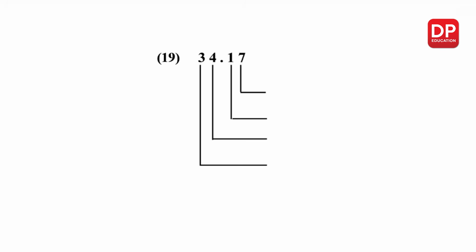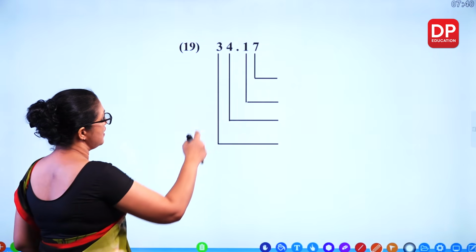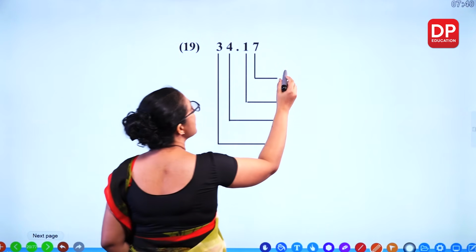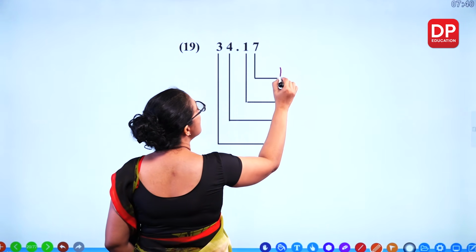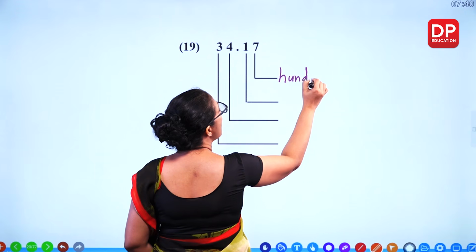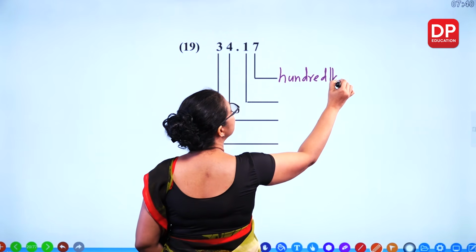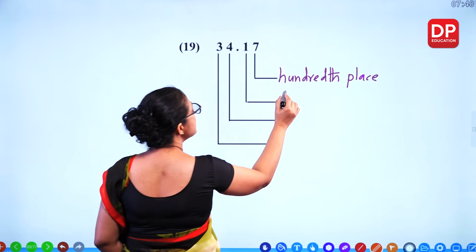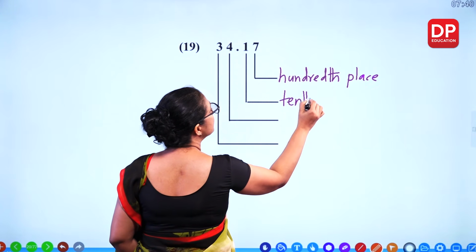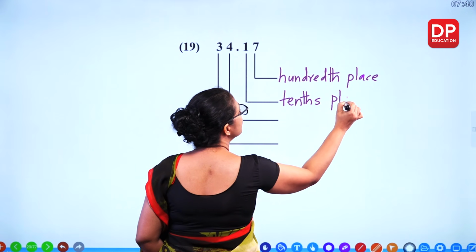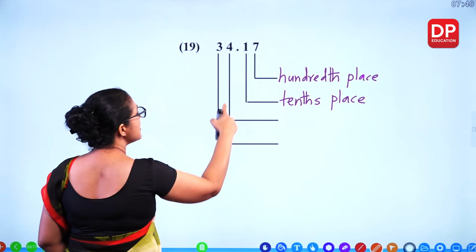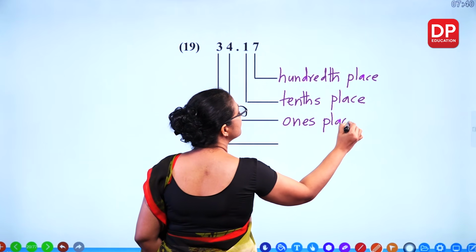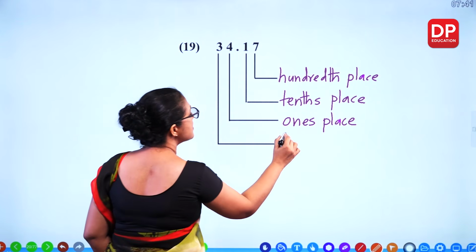Look at this number, 34.17. This is the second decimal place, the hundredths place. The first decimal place is tenths. This is ones place, and this is tens place.